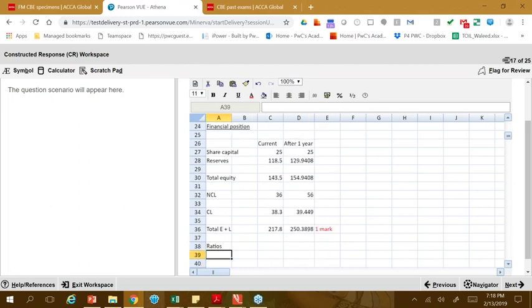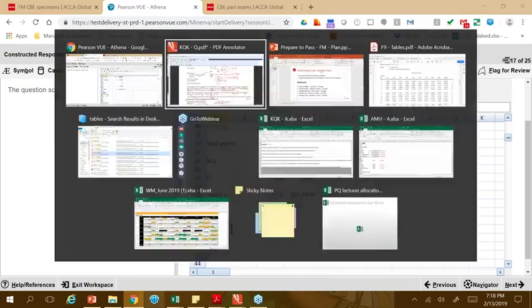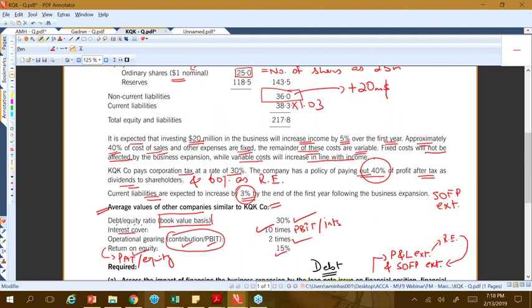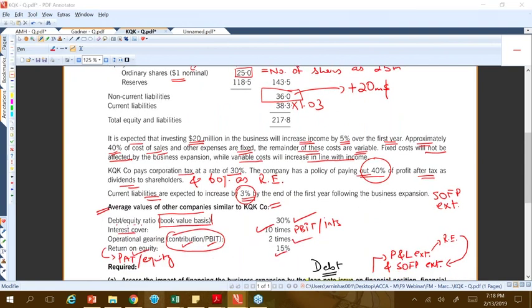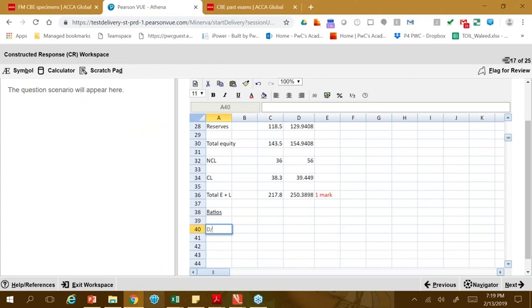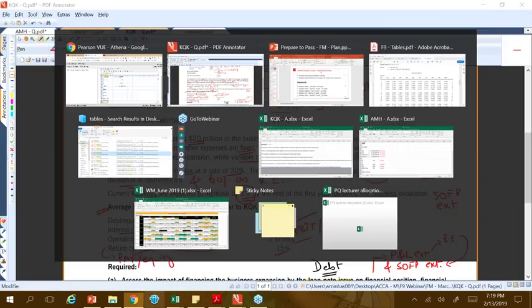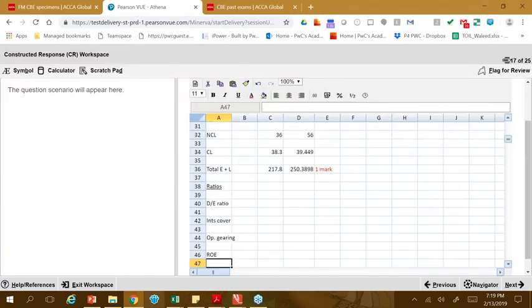Okay, so we can think of the ratios now. A few ratios which we need here in the question. We need debt to equity ratio. We also need interest cover. We need operational gearing. And we also need return on equity, ROE. Now, please tell the examining team how we are computing these.